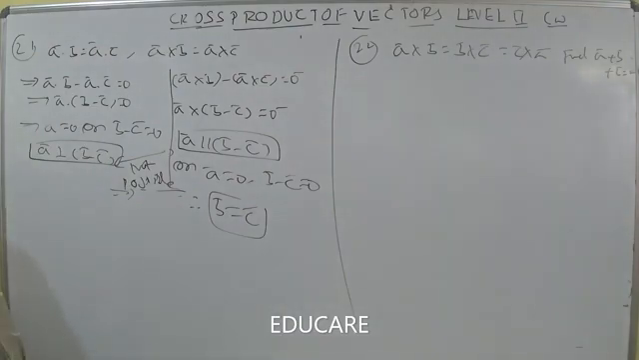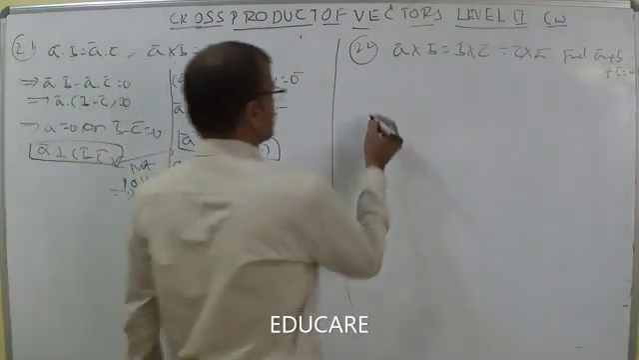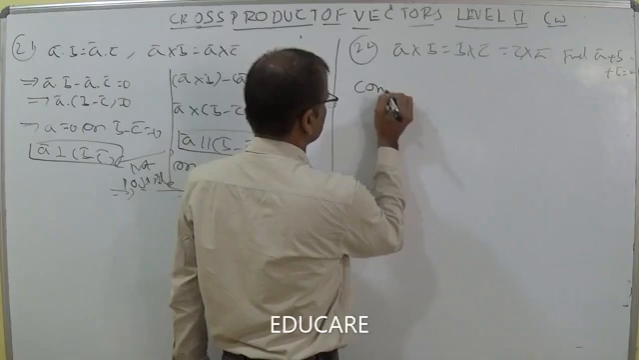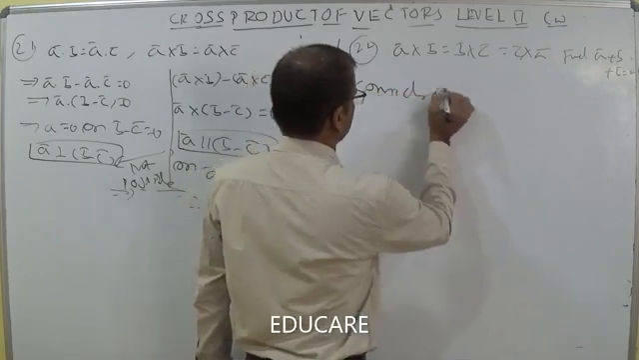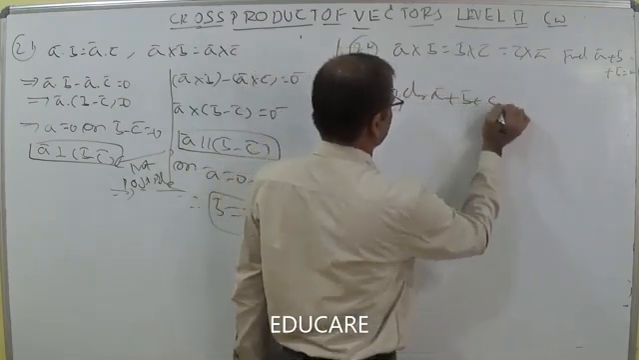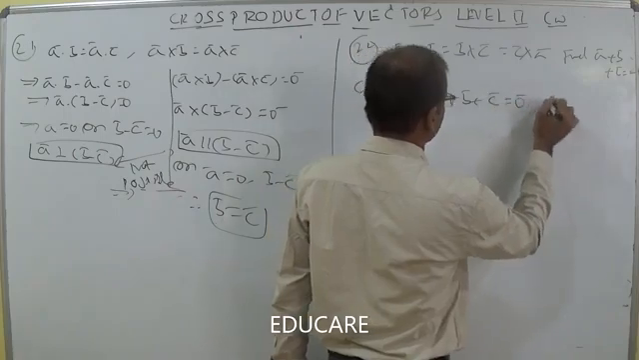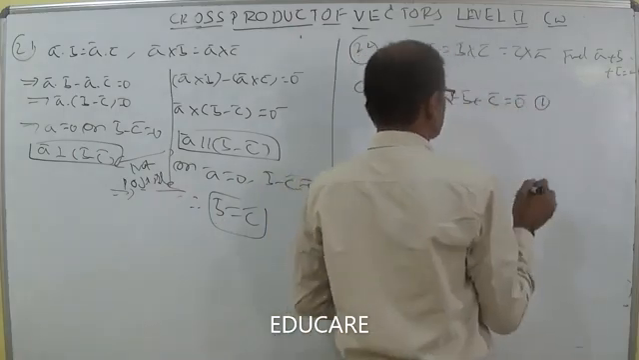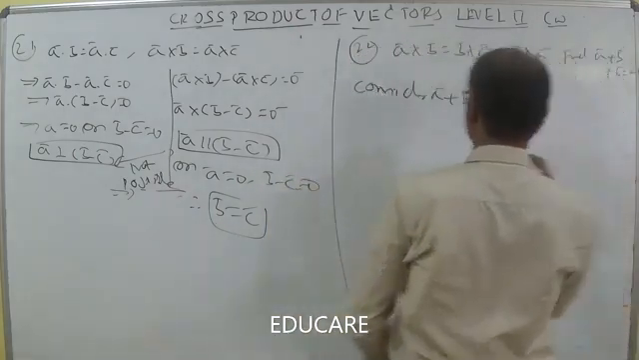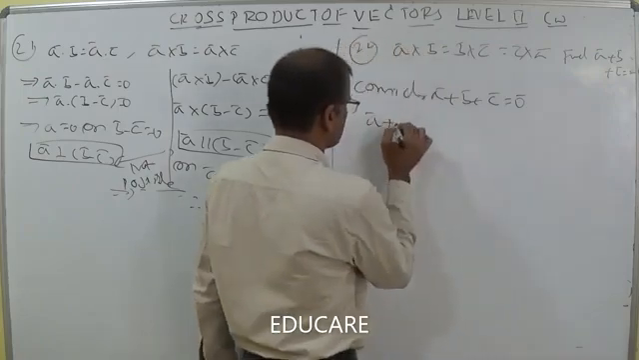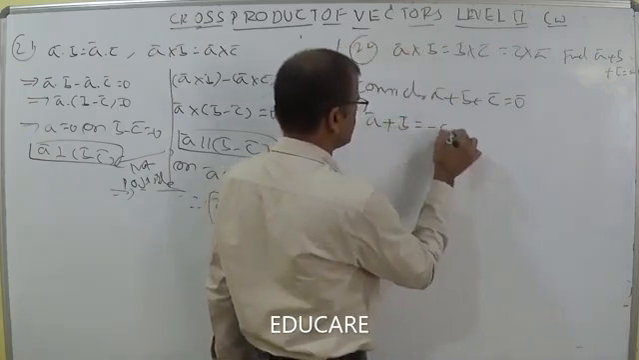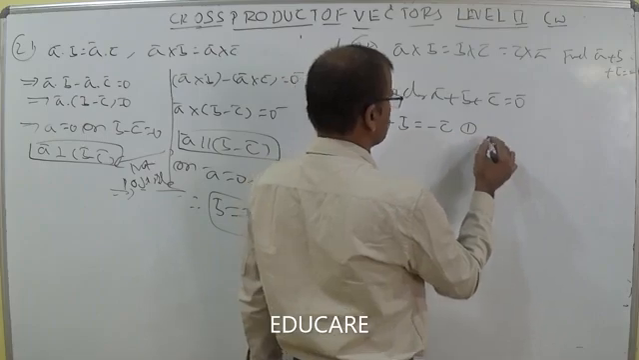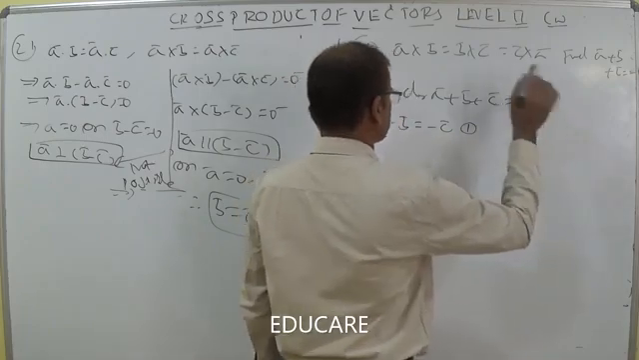This is originally an IP sum. Consider A bar plus B bar plus C bar equal to 0 bar. Let it be the first equation. Next, we can put A bar plus B bar equal to minus C bar. Next, let us take the first equation, no problem.